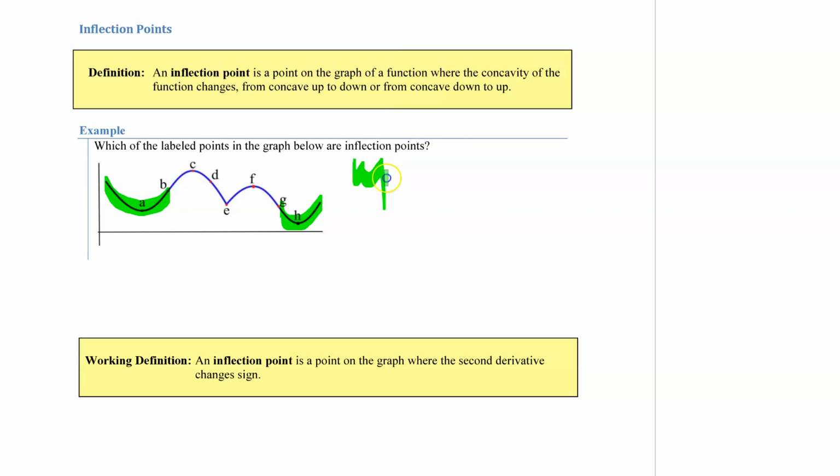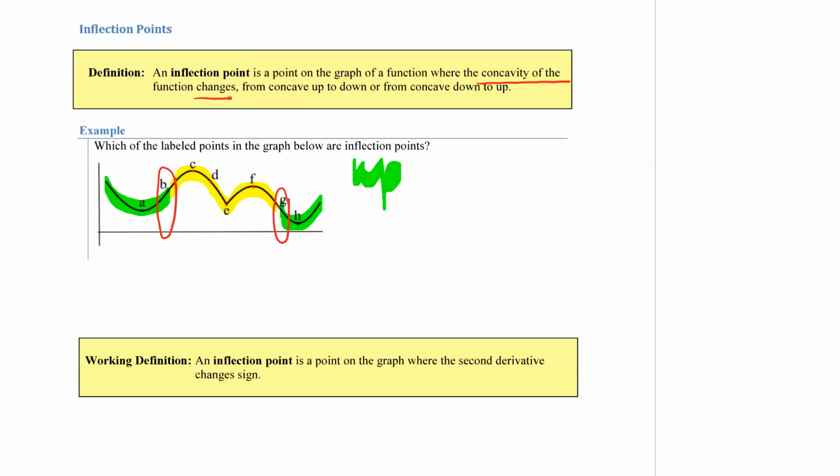And so we can see it's up where we've highlighted in green. It's concave down from here to here, and notice it's still concave down, even though it created a cusp here at E. So if we go back to the problem, it says, which of the labeled points in the graph are inflection points? Well, B would be an inflection point, and G would be an inflection point, because it's only where the concavity is changing, not necessarily where you have a new curve. So be careful with that.